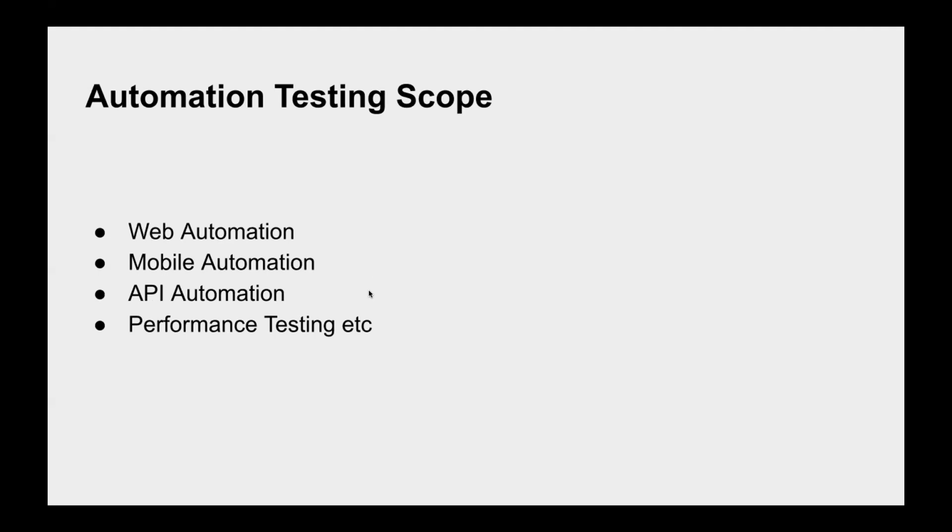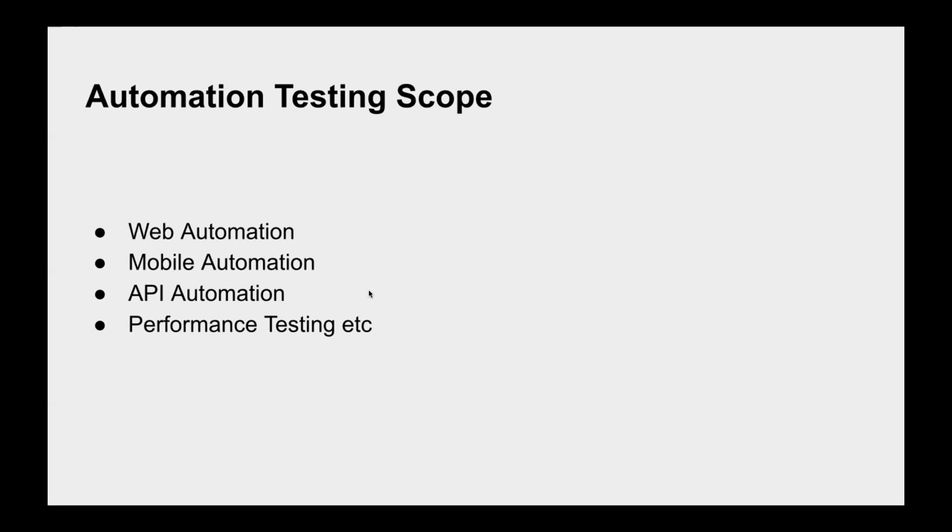Definitely for at least 90% of companies, they have a web application as well as a mobile application. We can automate those. There is scope for mobile automation also. Then API automation. Mobile automation and web automation speak about the GUI of the application.